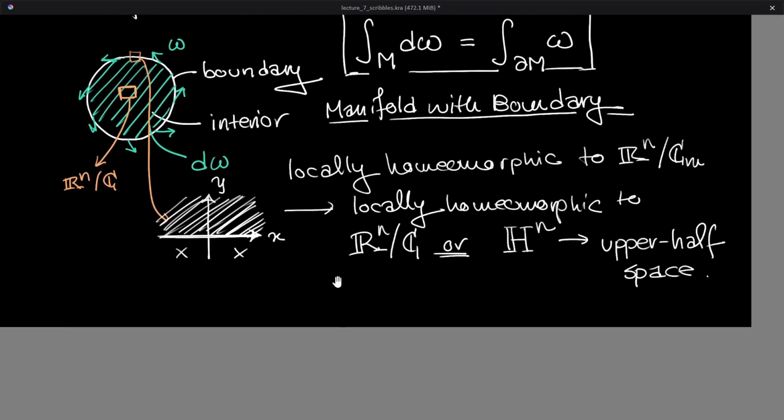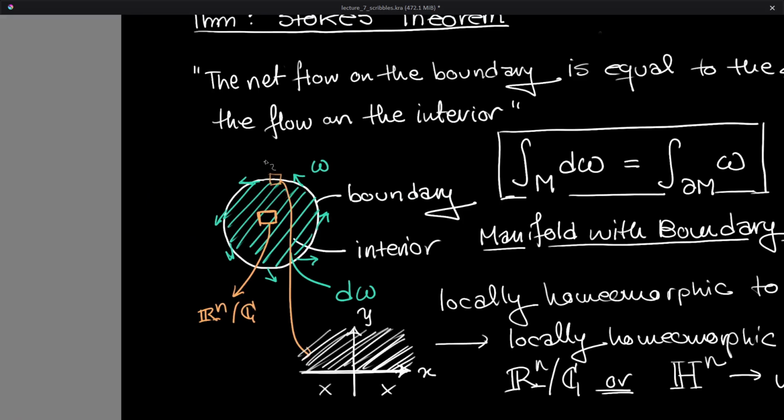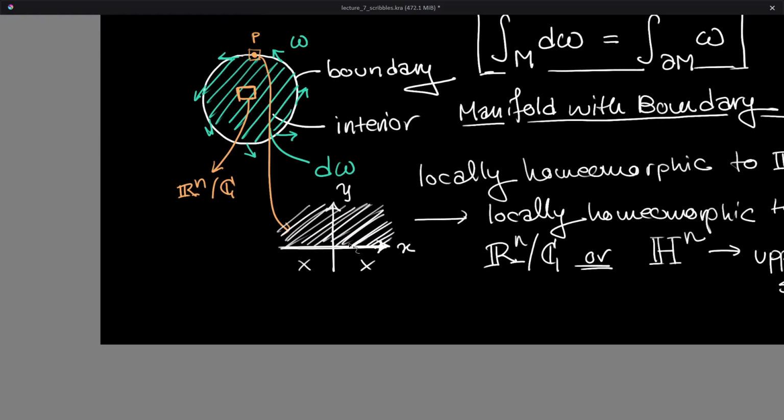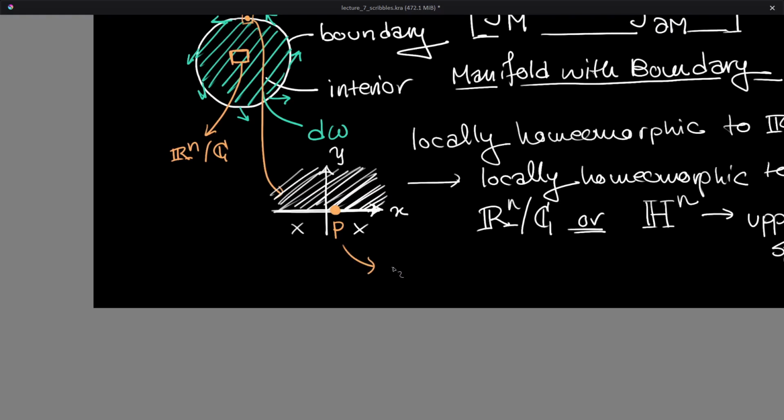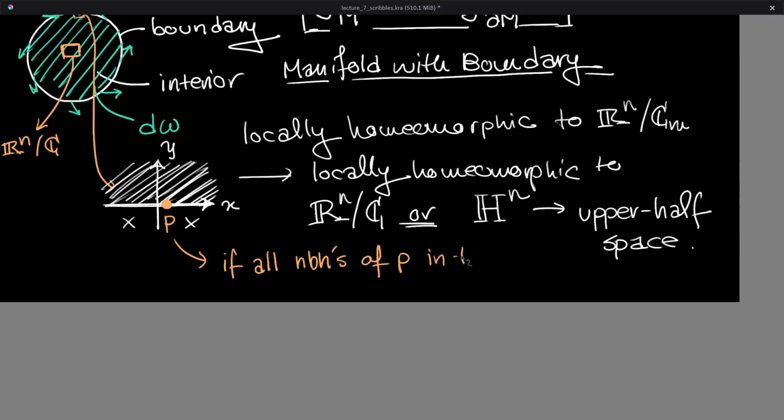So that's how we get the boundary. Let's say that I have a point P on the boundary. How do we know that it's on the boundary? The way we know that some point is on the boundary is if all neighborhoods of P, no matter how small, are homeomorphic to Hn.